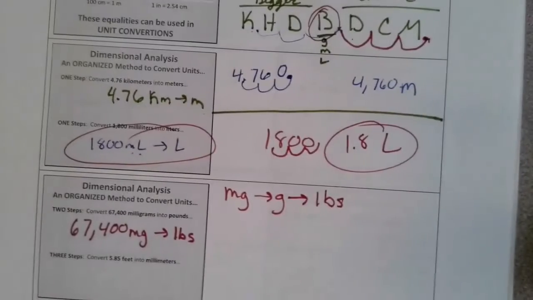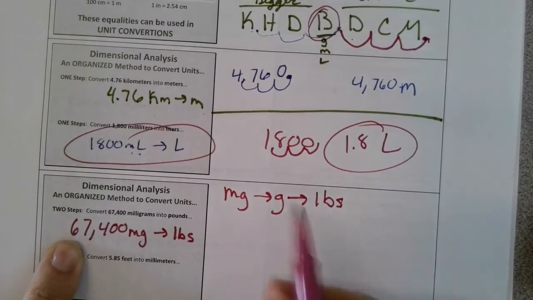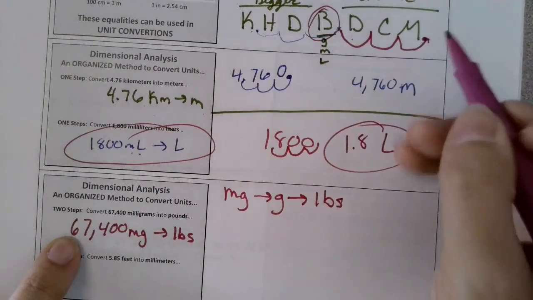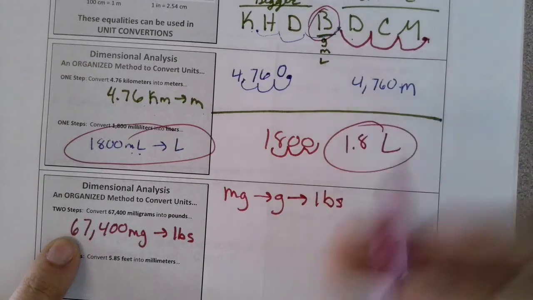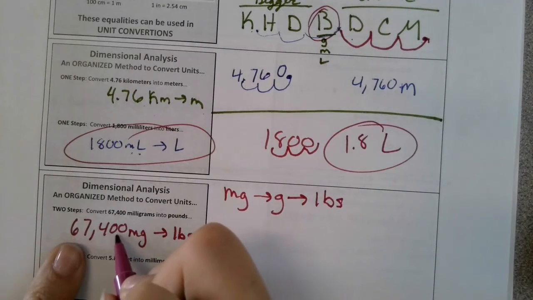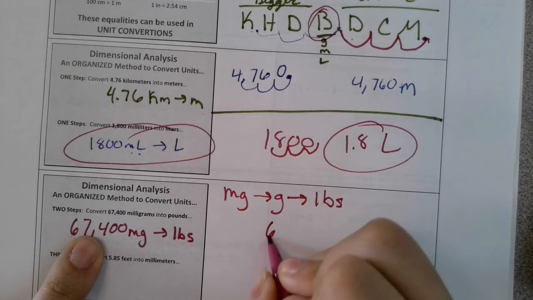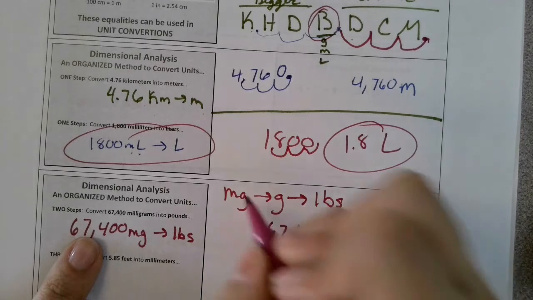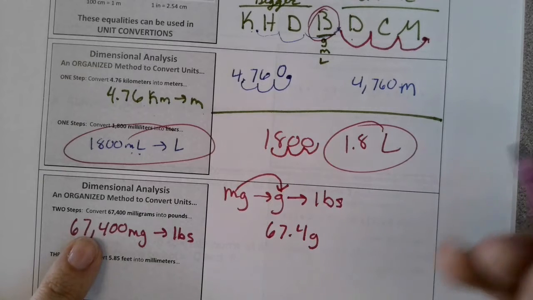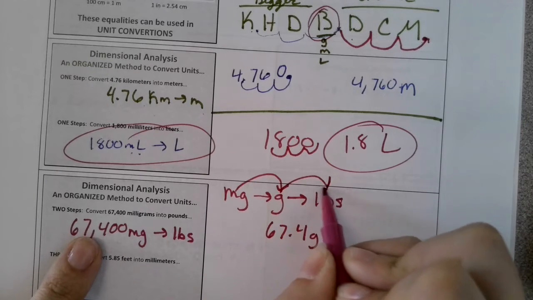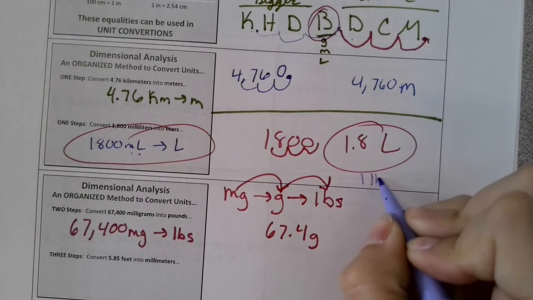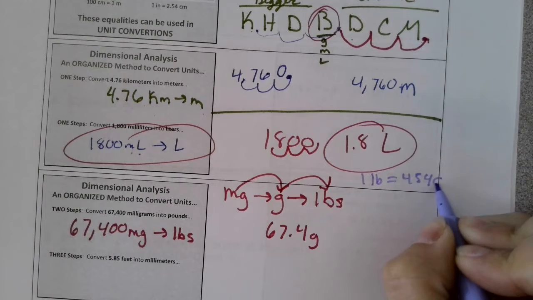So I'm starting off with milligrams, 67,400. I'm needing to convert that to grams. So again, I'm in milli. Grams is a base, so I will move it 1, 2, 3 times to the left. So I have 67.4 grams. Okay, so I've successfully gone from milligrams to grams. I now need to go from grams to pounds using my conversion factor. 1 pound equal to 454 grams.